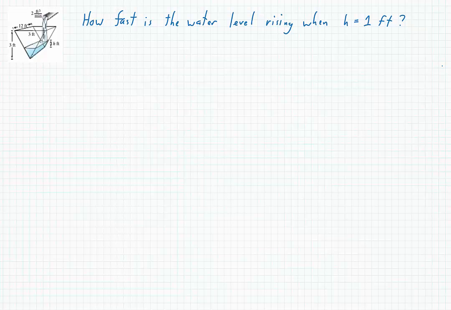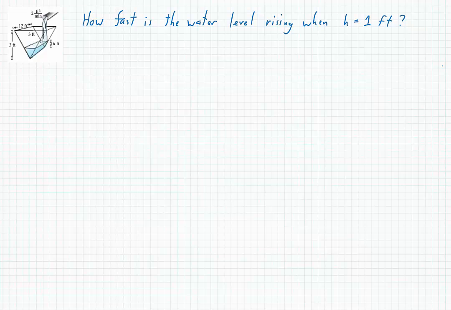The cross-section, or the ends themselves, have a width of 3 feet and a height of 3 feet. Again, these are isosceles triangles. And water is being pumped into this trough at a rate of 2 cubic feet per minute. Our question is, how fast is the water level rising when the height is exactly 1 foot? So the h in our drawing is 1 foot high. How fast is h changing as we pump this water in?